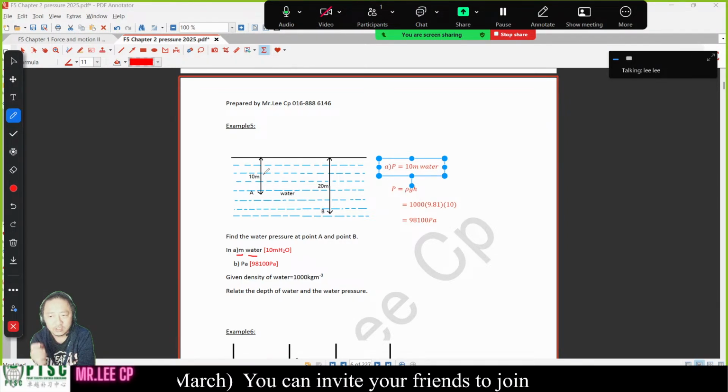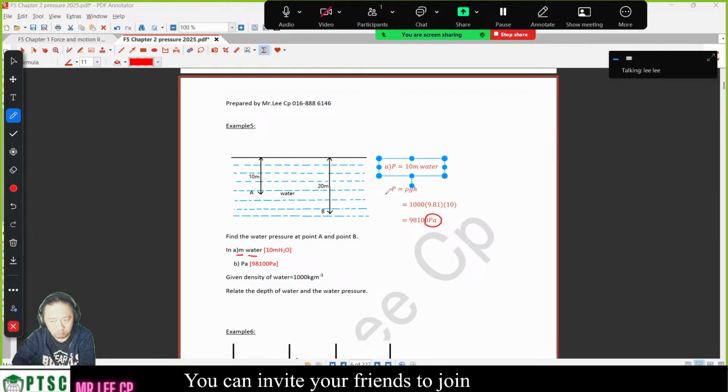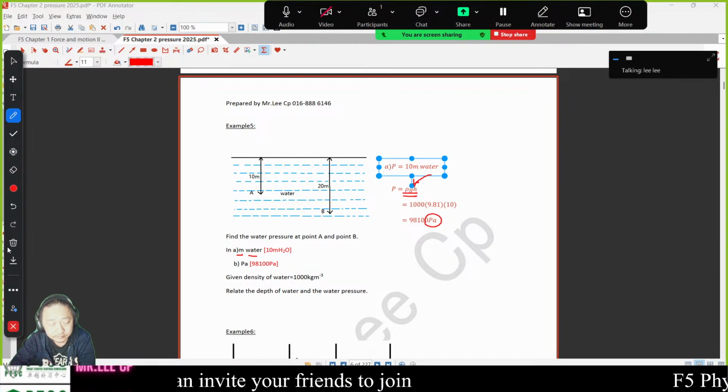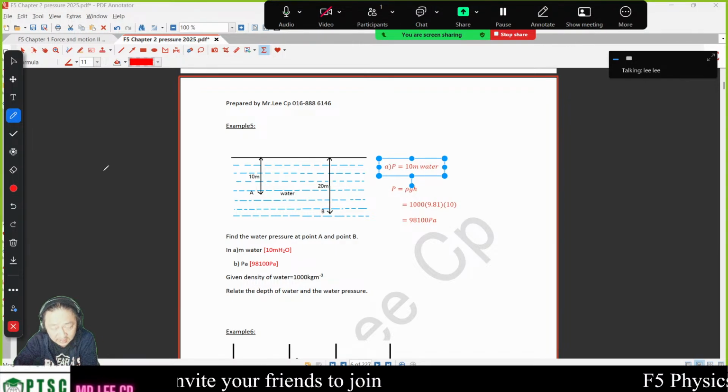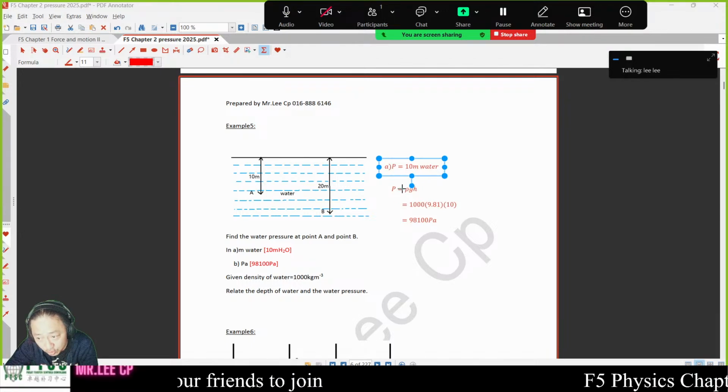If you want to change it to Pascal, you must use this formula, rho gh. I repeat one more time because it is important: you must use rho gh.